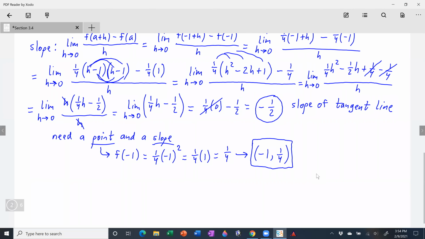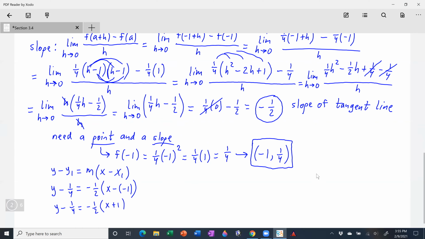Okay, so now let's work it out as y minus y1 equals m times x minus x1, just like the old days. And we use the point and the slope that we're given. So y minus 1/4, the y part of that point, and then the m that we found, the negative 1/2, times x minus negative 1, the x part of the point. So that's y minus 1/4 equals negative 1/2 times x plus 1. Let's continue. Almost done here.